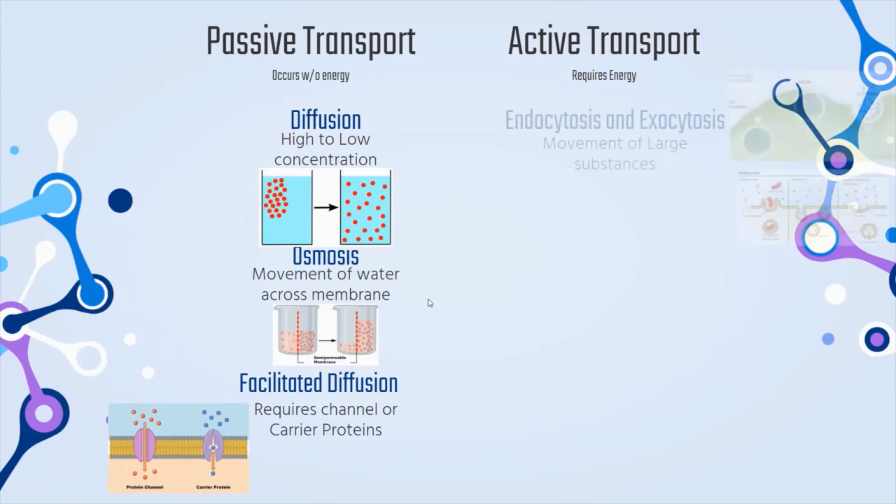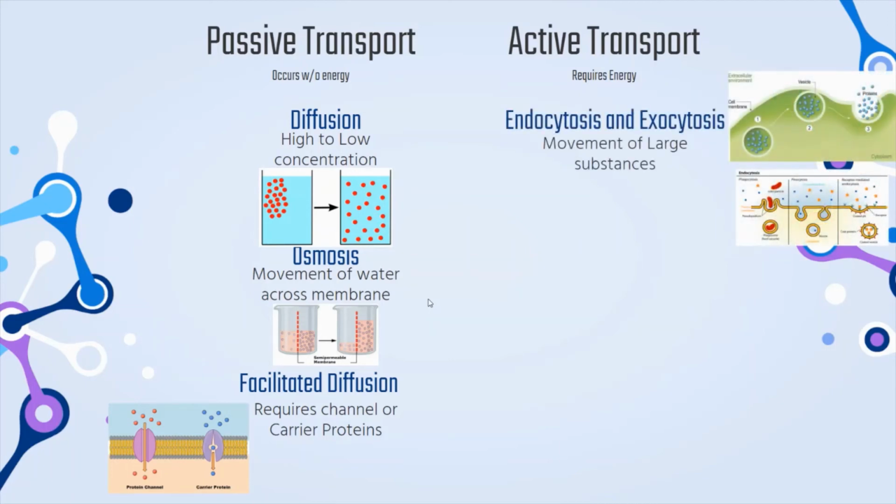And some examples of active transport. Endocytosis and exocytosis is the movement of large substances either into or out of the cell. So as you can see, endocytosis is just the bringing in of particles into the cell. So phagocytosis is the solid particles going inside the cell, whereas pinocytosis is the use of liquid inside the cell. And then exocytosis is just the bringing out of large substances through vesicles, as we have shown earlier.